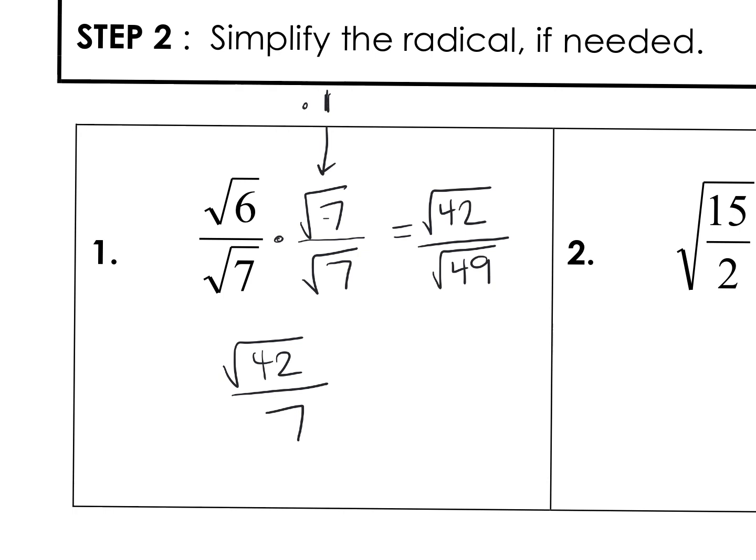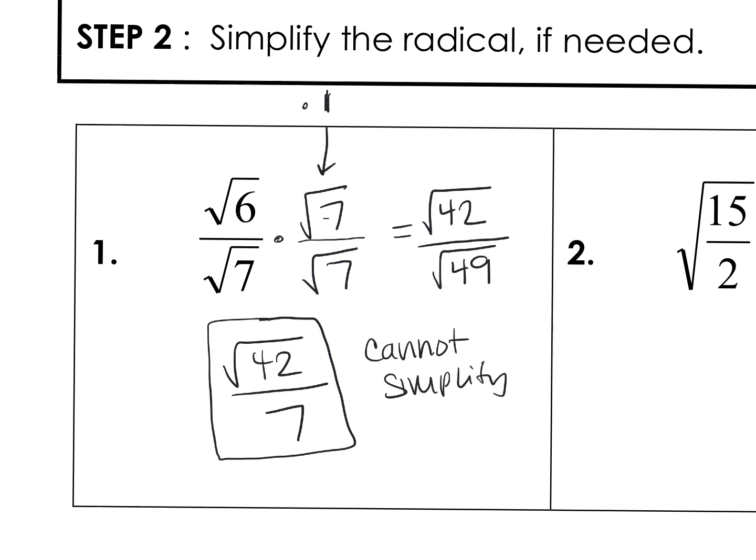Okay, now you might be asking, can I reduce? 42 and 7 are both divisible by 7, but I've got the radicand underneath the radical, and then I've got a constant that's just by itself. So these are two different types of numbers, so I cannot simplify. I'm just going to make myself a note here, cannot simplify further. So don't reduce that.